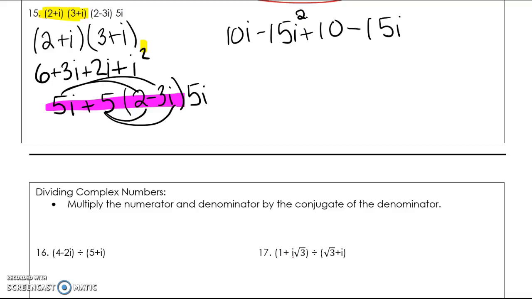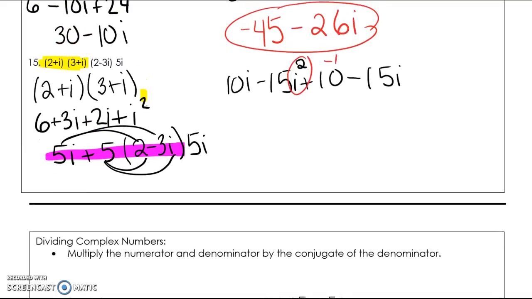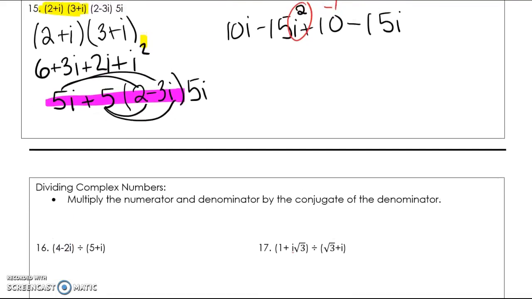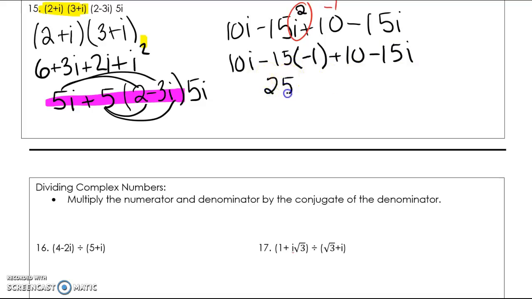And now when we're looking at this, I'm going to get my real part, i squared. Remember, i squared is the same thing as a negative 1. So this really, let's just get my pen back looking good. I just need to scoot this up, scoot it down so it's nice and oriented. Okay, so that's like saying 10i. That's going to be a minus 15 times negative 1 plus 10 minus 15i. So that's going to really be a 25 minus 25i.